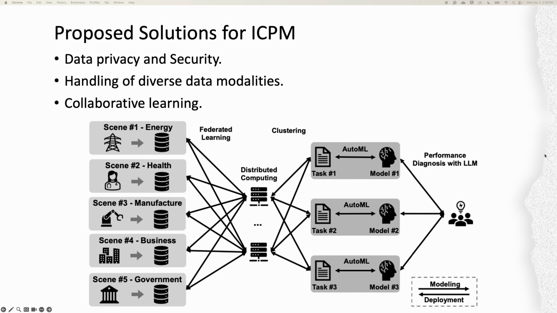So this whole architecture demonstrates how ICPM enables organizations to collaborate effectively while also preserving data privacy and handling different diverse data types, through a sophisticated combination of federated learning, distributed computing, and also LLMs and AI, AutoML too.